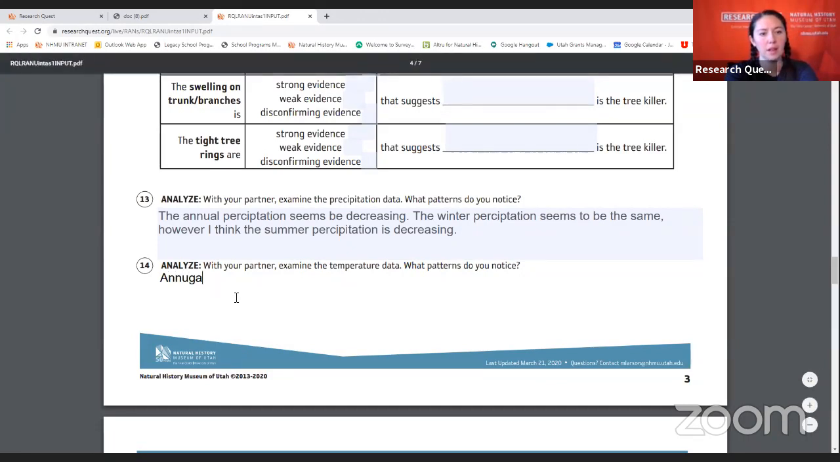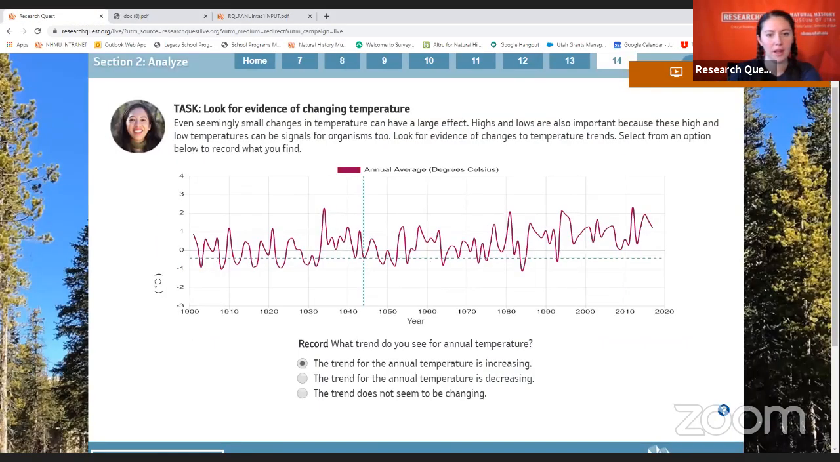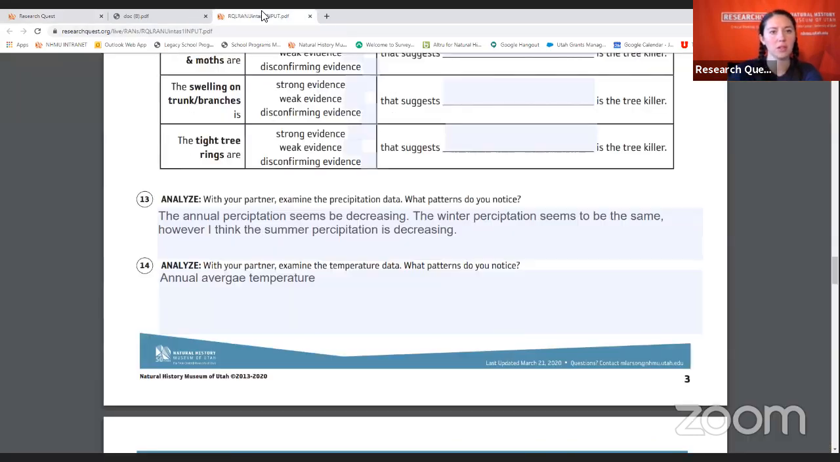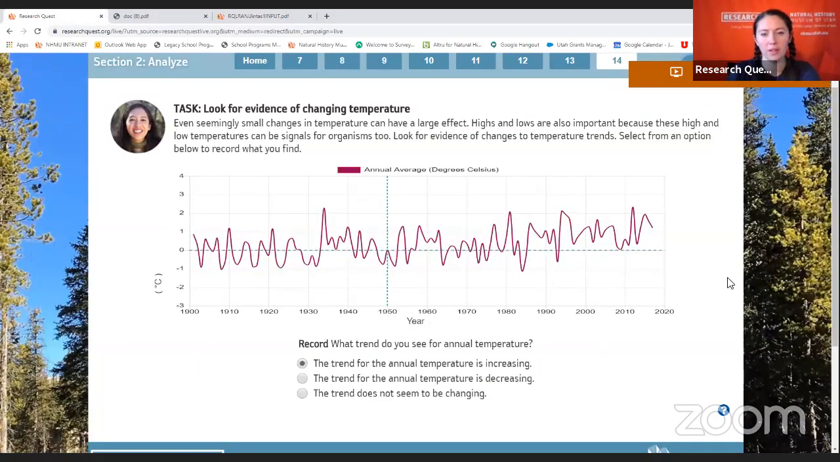So I'm going to say the annual average temperature, and I'm going to add my thoughts here about what I noticed. Do you think that the temperature is increasing, decreasing, or does it not seem to be changing to you? And of course, the most important thing is why you think that. So I wrote that I think the temperature is increasing.